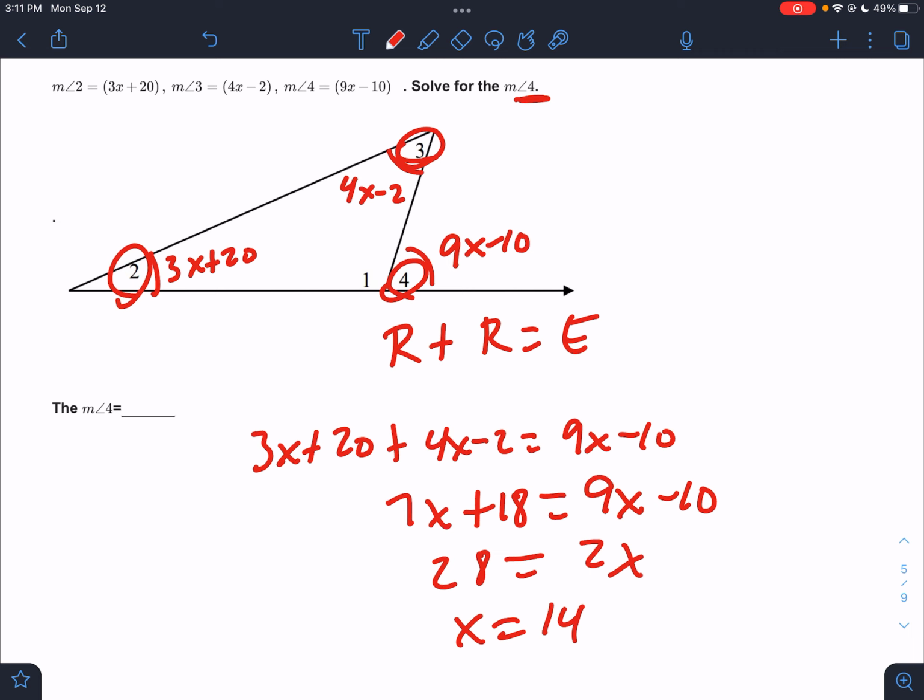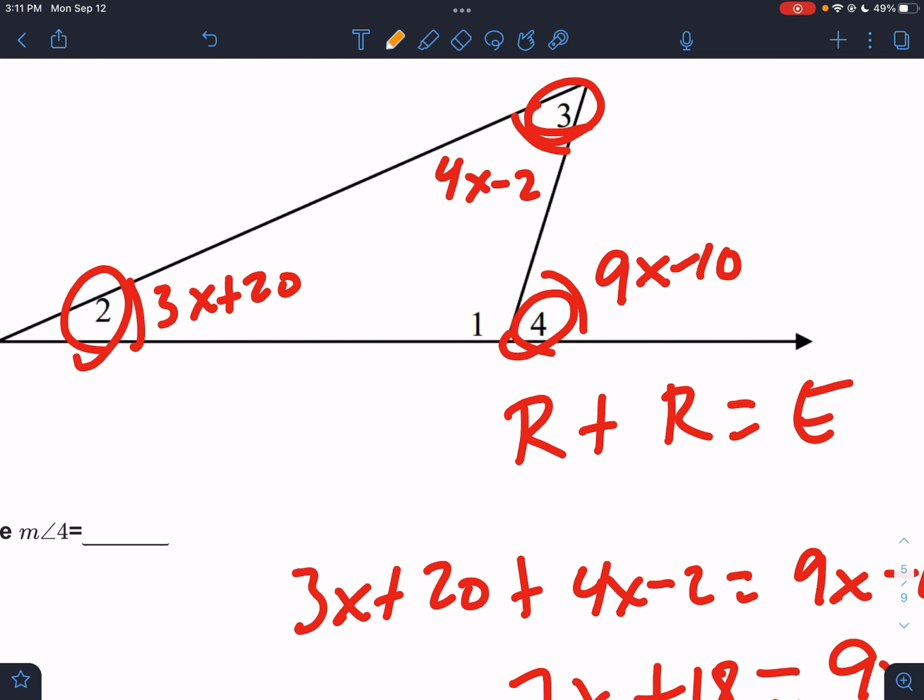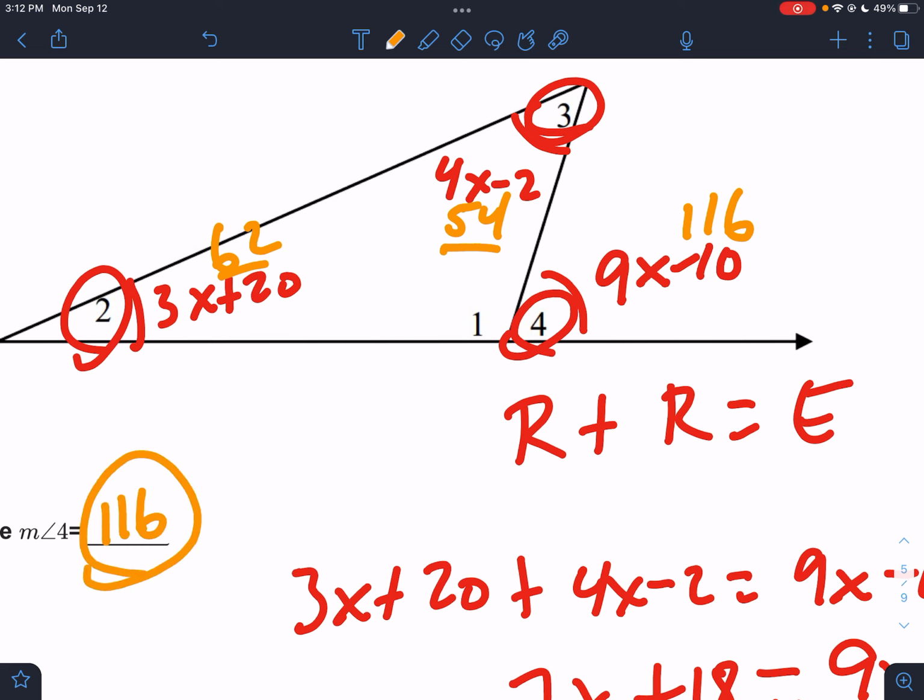So I'm going to take 14, I'm going to plug it in for x. So 3 times 14 plus 20 comes in at 62. 4 times 14 minus 2 comes in at 54. And 9 times 14 minus 10 comes in at 116. So 62 plus 54 is 116, so I know I did it right. So angle 4 comes in at 116 degrees. Nice.